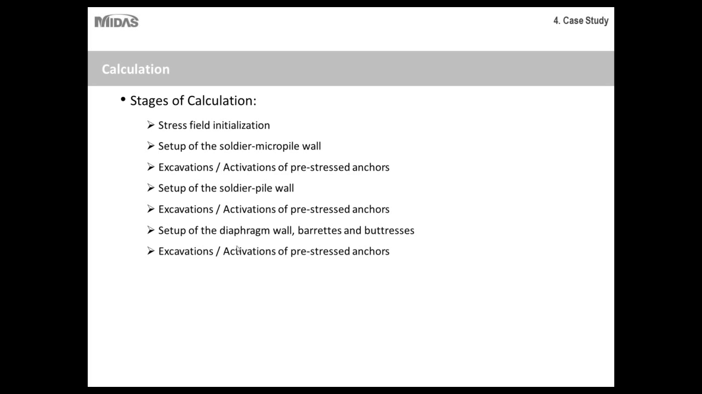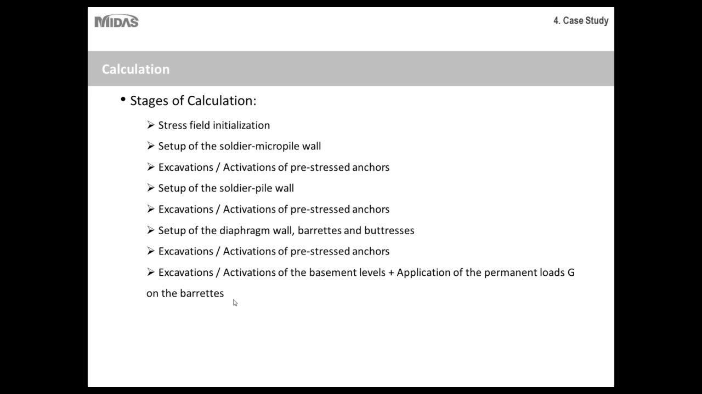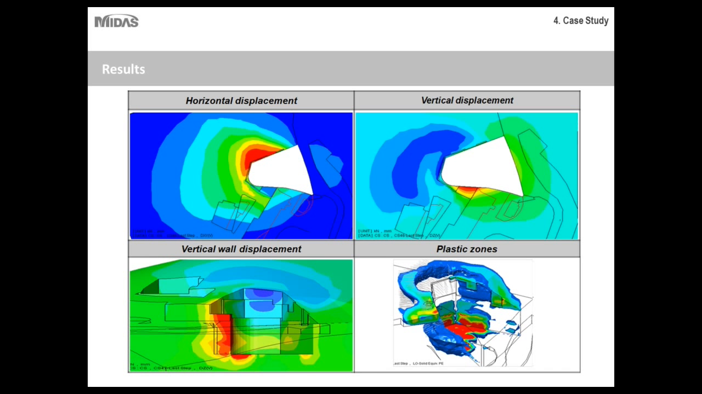So everything went in a step-by-step process, and then we proceeded with the excavation and activation of basement levels and the application of the gravitational load on the barrettes. Then the slabs were activated, which were the structural component, and then the service loads were applied on top of them. Once these stages were formulated and thrown into the numerical analysis model, the results were obtained as shown here.